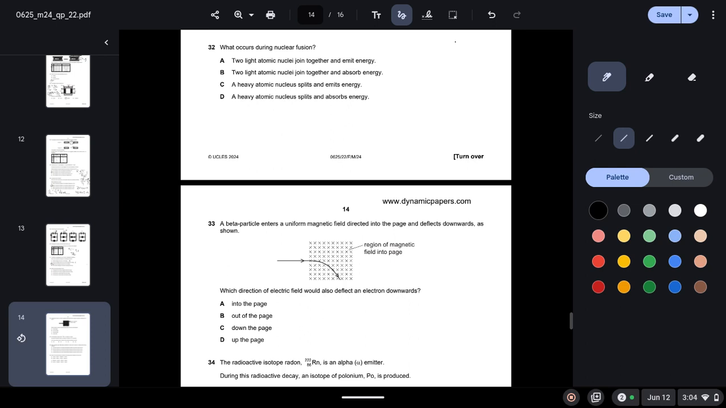So two light atomic nuclei join together and emit energy. This is correct. So A is your answer.